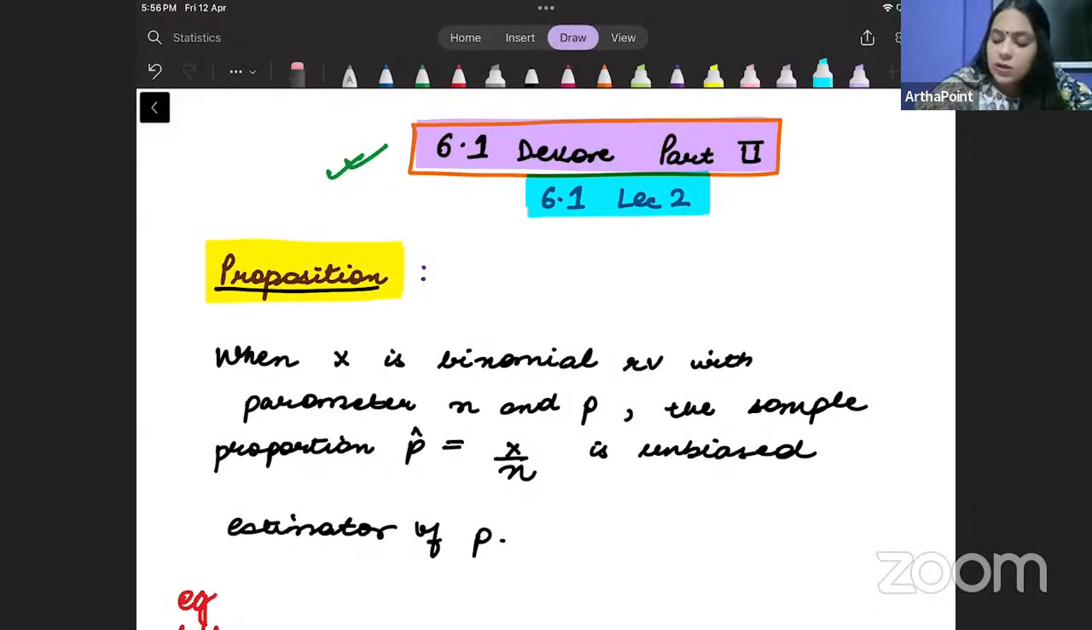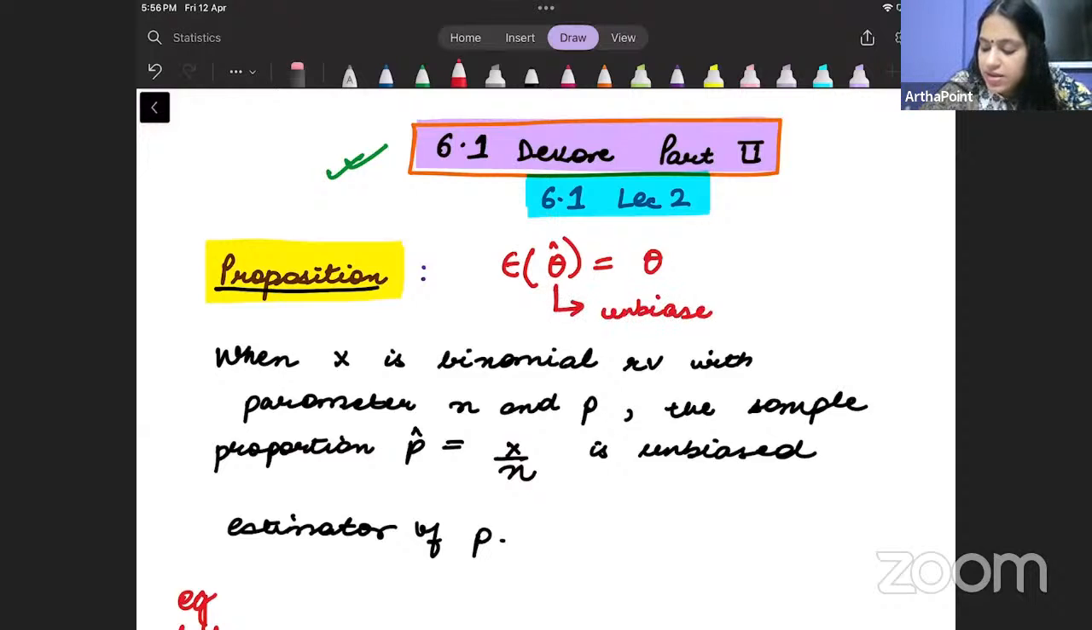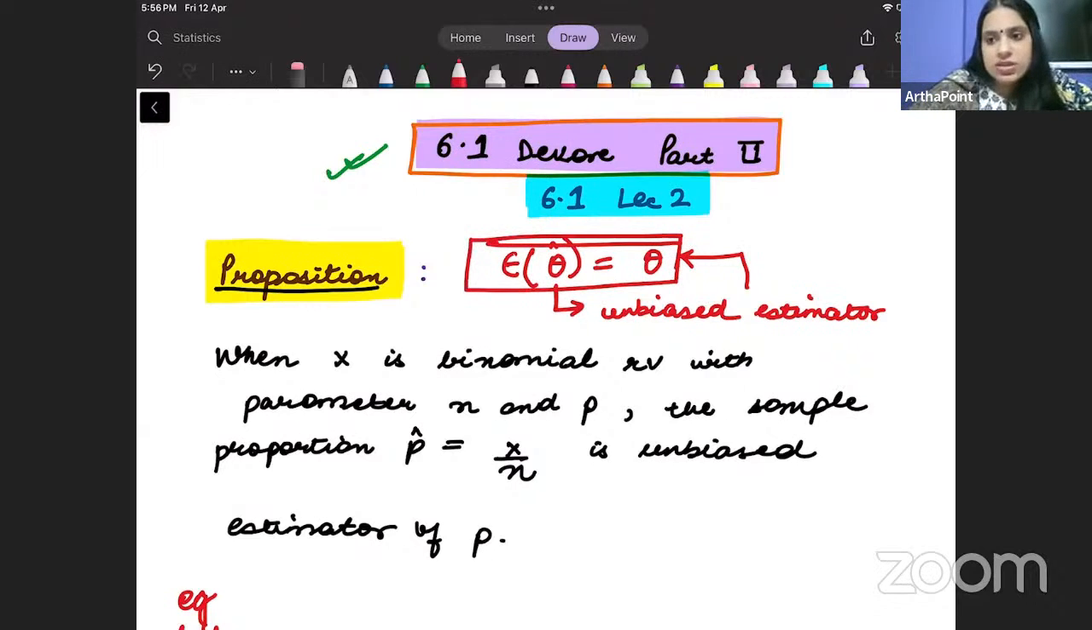बेटा क्या हमने बोला था? We said that when the expected value of the sample statistic is equal to the value of the parameter, then this can be called an unbiased estimator. Theta hat will be called an unbiased estimator of theta if and only if the expected value of theta hat will be equal to the value of theta. This is what we had talked about.